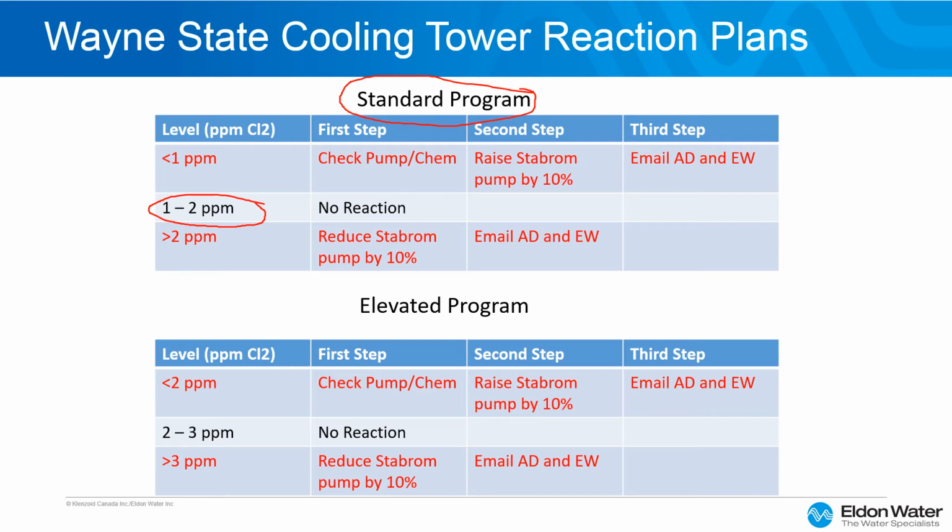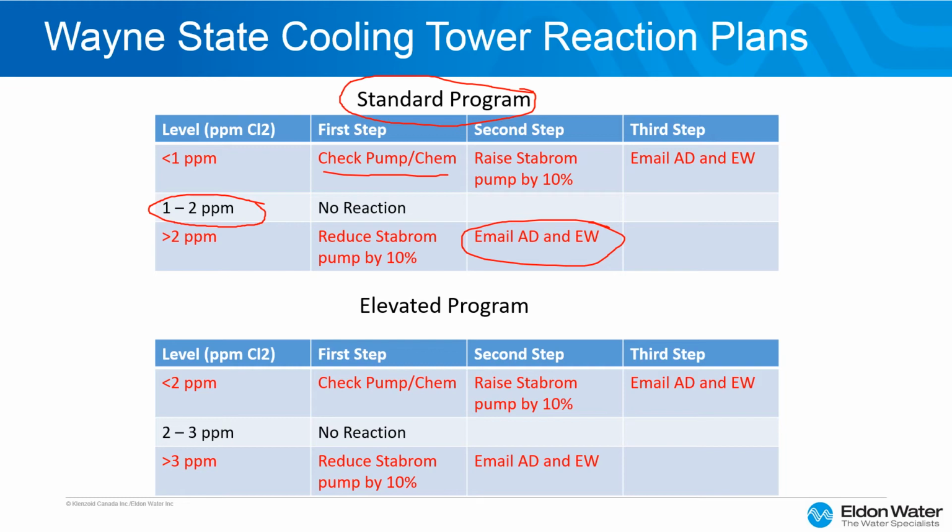But if you're low, you check the pump, make sure it's not something silly like the pail is empty, or you just didn't check prime on the pump. If you confirm it wasn't one of those things, and it's just low, you raise it by 10%. And then you email your associate director in Eldon Water. Comments on the logbook are not sufficient for this. Just want to reiterate that. And if it's high, reduce it by 10%, and email the associate director in Eldon Water. This is just to document, make sure that we have everything in a row.